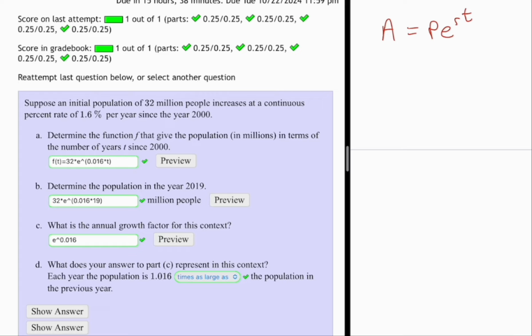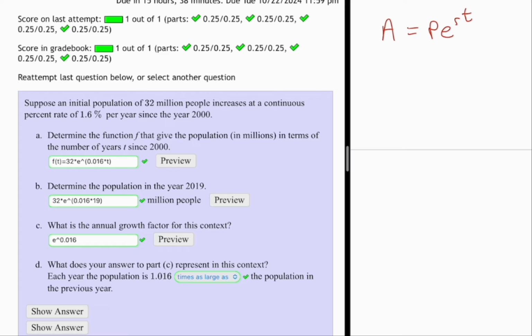They didn't say to put the million in. See how it says in millions? Times e to a power of our rate, 0.016, written as a decimal, times time. I put that entire thing, that RT, in parentheses so that it doesn't mess up. And then B says, what's the population in 2019?